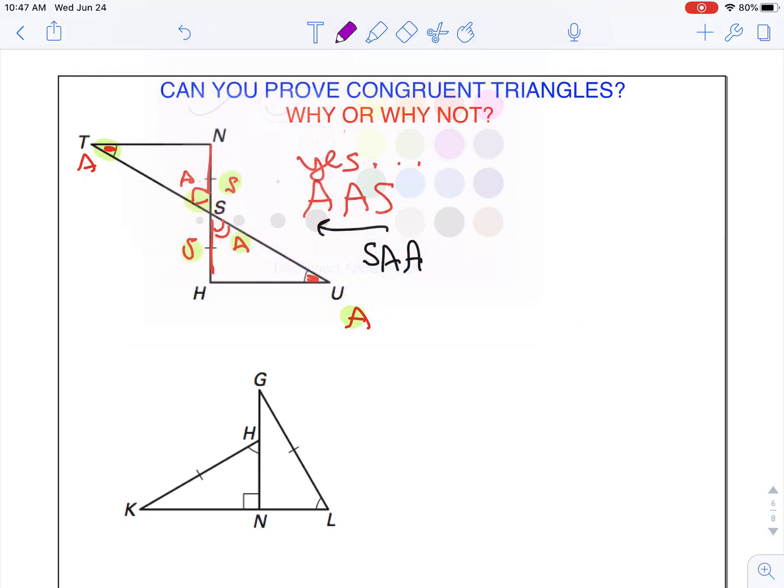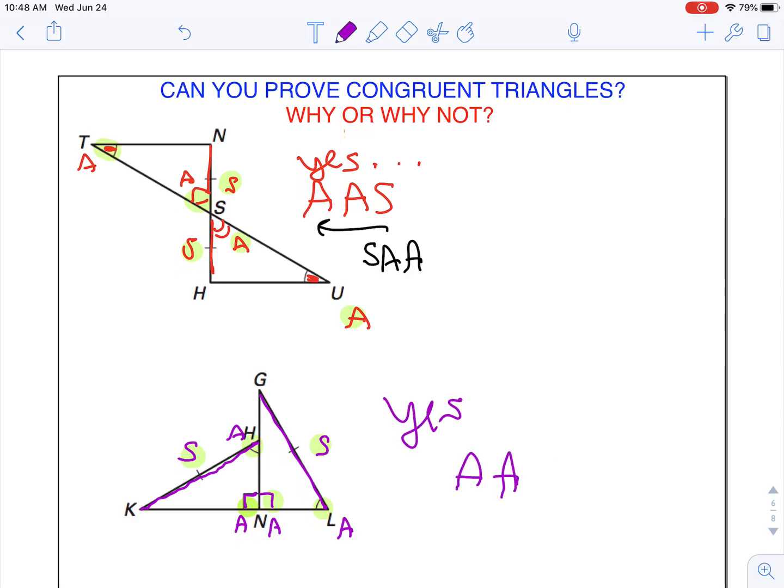And if you did the next example correctly, we have a right angle here and a right angle here. So we have an angle. We have another angle here and another angle here. And then we have a side marked. So again, if we go in order on this triangle, we have the right angle, then the congruent angle and the side. And on the other triangle, it's in the same order. You have the right angle, the congruent angle, and the side. So yes, by angle, angle, side again.